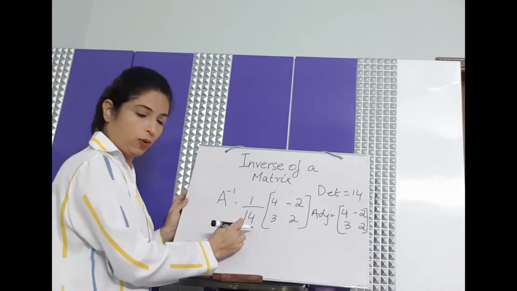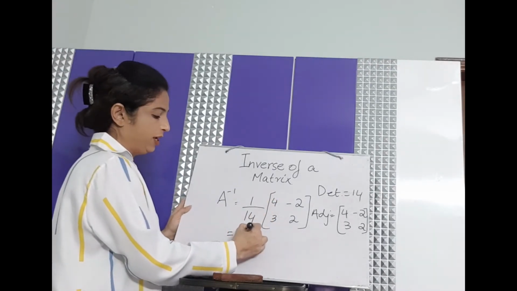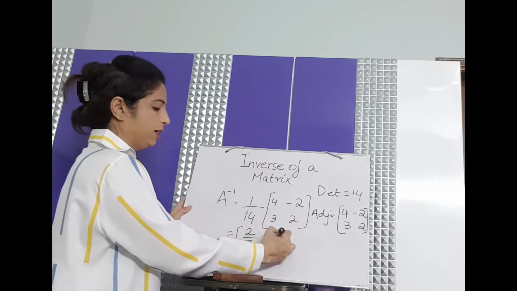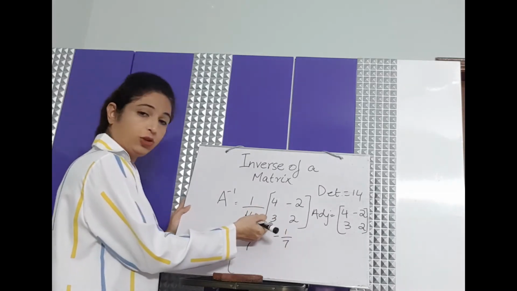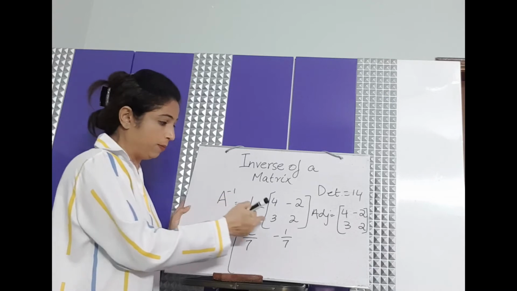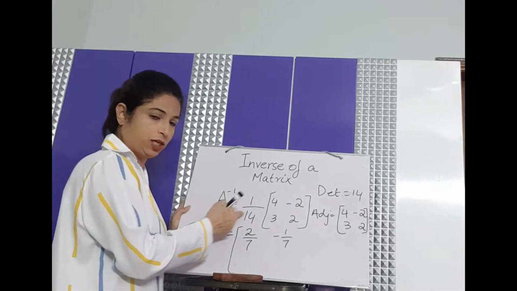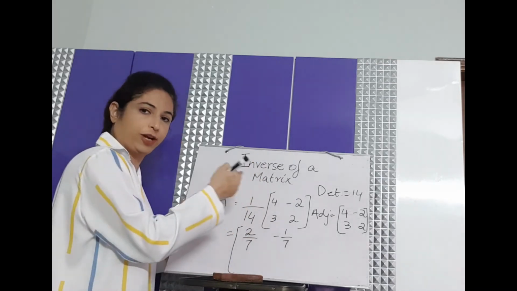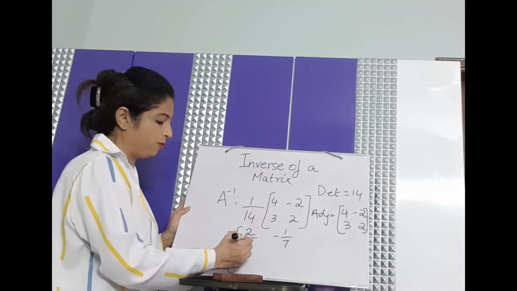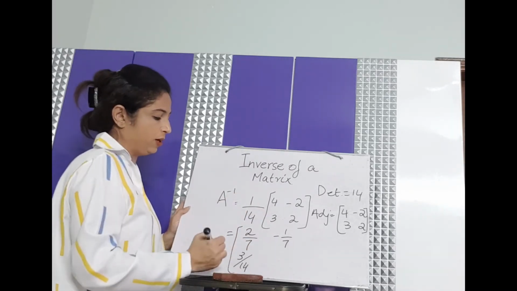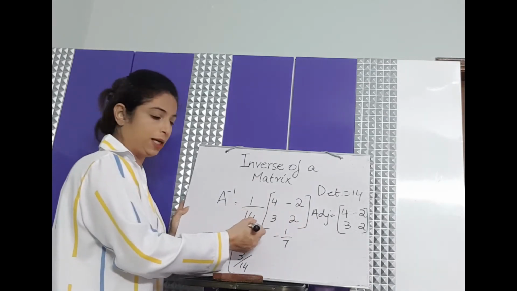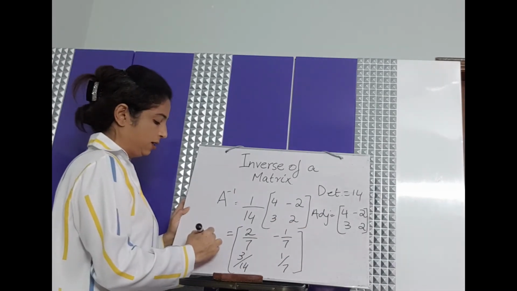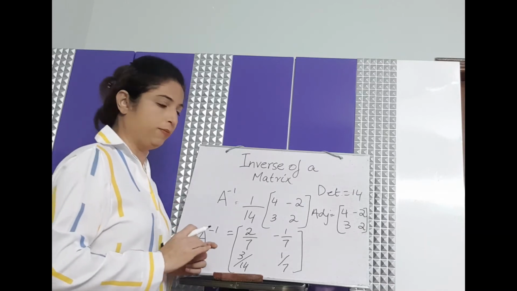So 4 multiplied by 1 upon 14, if I simplify it, becomes 2 upon 7. Minus 2 multiplied by 1 upon 14 will become minus 1 upon 7. 3 multiplied by 1 upon 14. Remember, 3 is not going to get multiplied by 14. Every element of the matrix is going to get multiplied by this whole fraction, 1 upon 14. So 3 multiplied by 1 upon 14 remains 3 upon 14, and then 2 multiplied by 1 upon 14 becomes 1 upon 7. And this is actually the inverse of our matrix A.